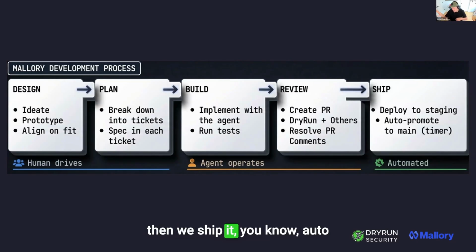Anyway, then we ship it, auto-promote it into production at some point, and build in controls around that too. Anyway, high-level alignment on process. The goal is to ship as quickly as possible and keep velocity. Yeah, I don't know. Ken, thoughts?